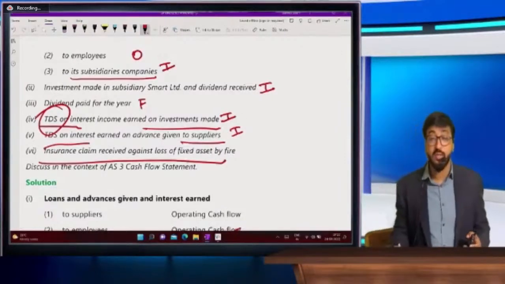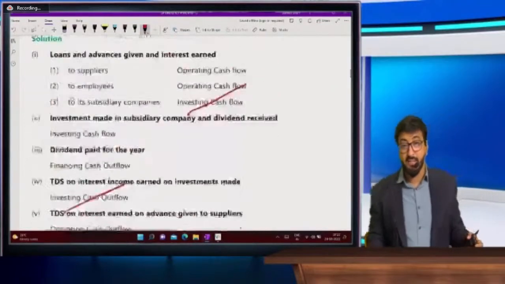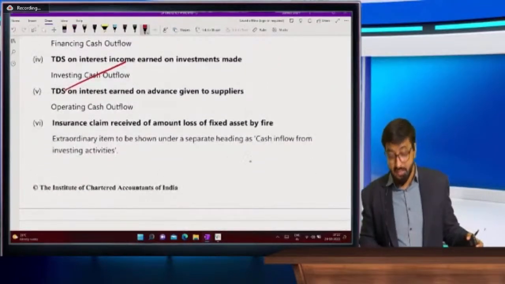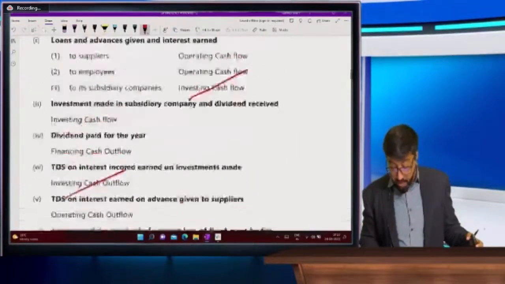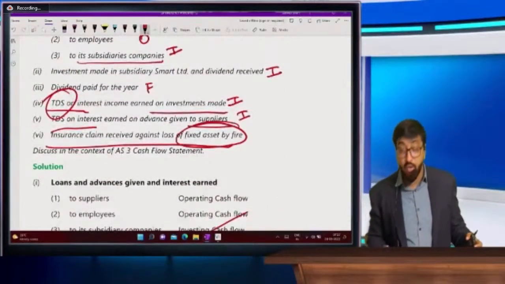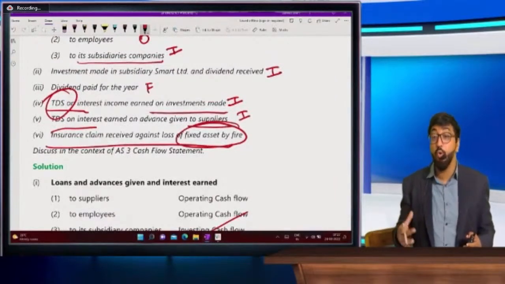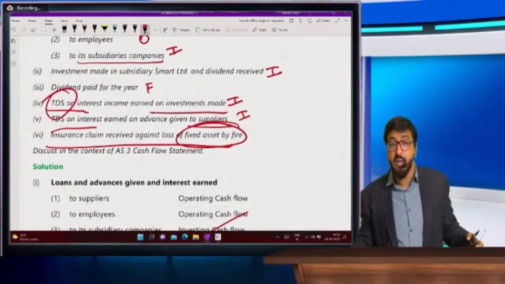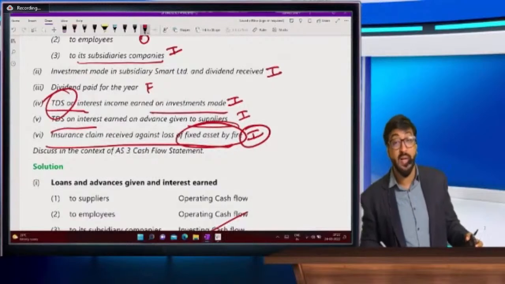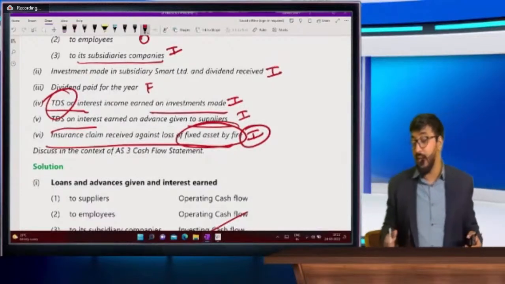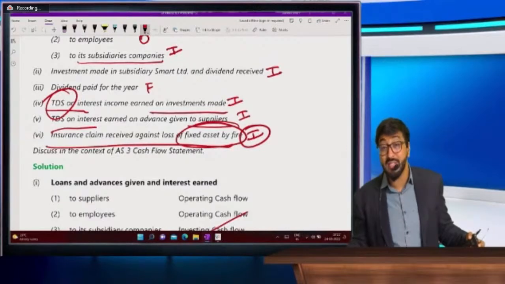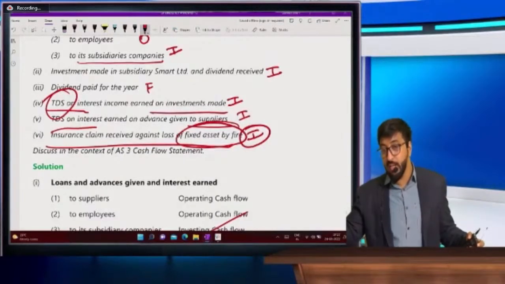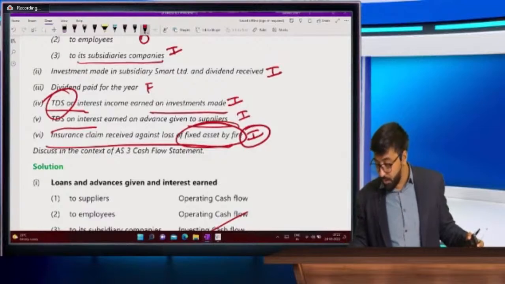Insurance claim received, sir, this is an extraordinary item and it has a separate head under operating activity. But again, see the root: why are you getting the insurance claim? For a fixed asset, not for goods destroyed. If you are getting the insurance claim for goods destroyed, in that case it will be operating. But suppose the insurance claim is received against a fire that occurred and a fixed asset was destroyed, in that case it is investing activity. So beta, the extraordinary item has to be shown under the head investing activity. This is called extraordinary. Extraordinary has to be written as a separate head. So you have to write it under a separate head.